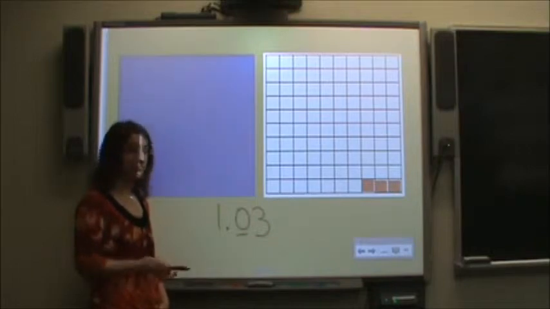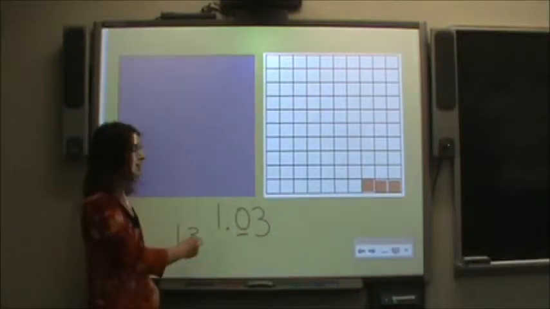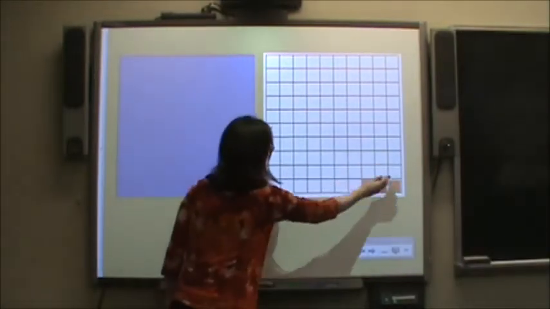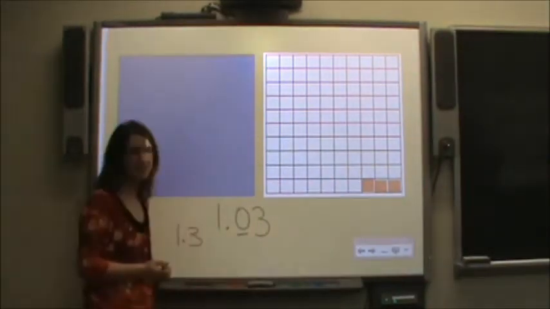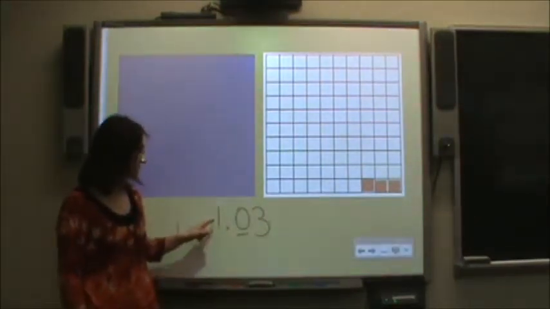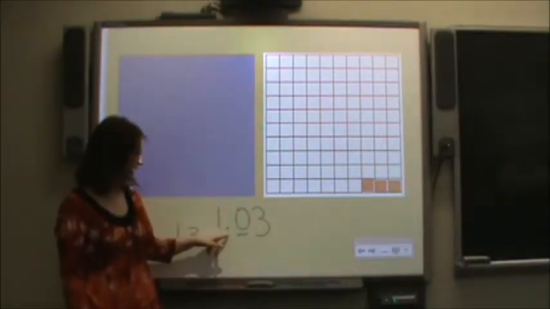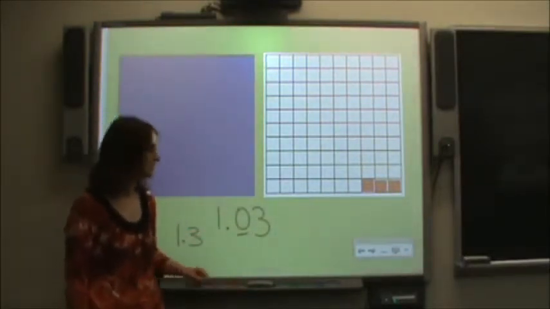And that means that we have to put a 0, because otherwise we would write it like this, and that says a completely different number. That would be saying that all of this is covered, and that's not true. And we would read this 1 and 3/100ths.